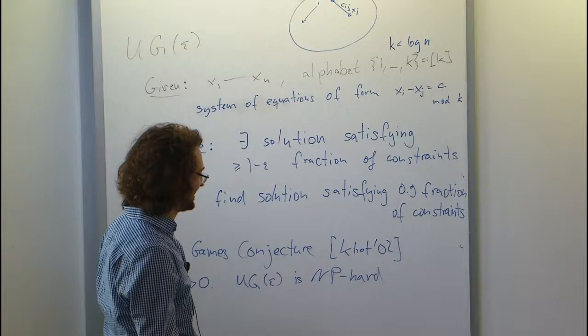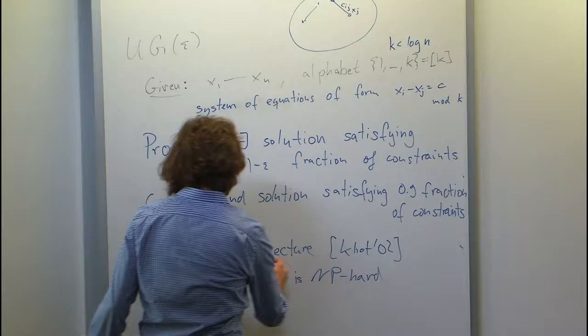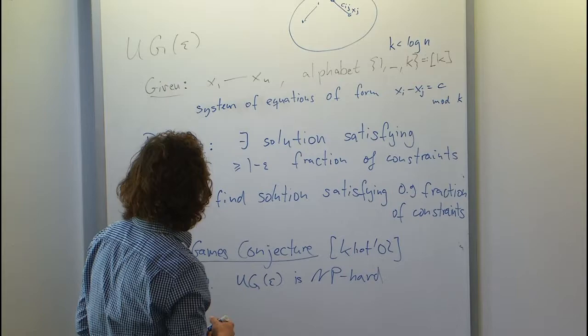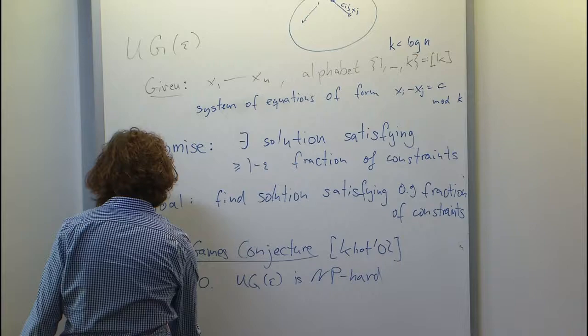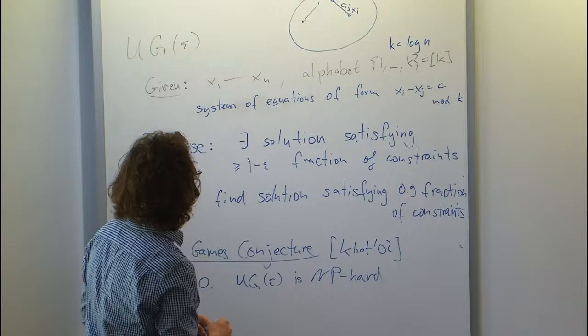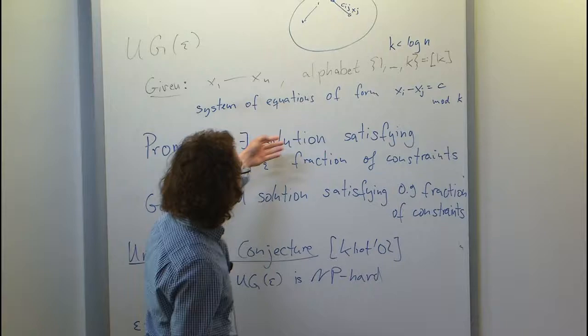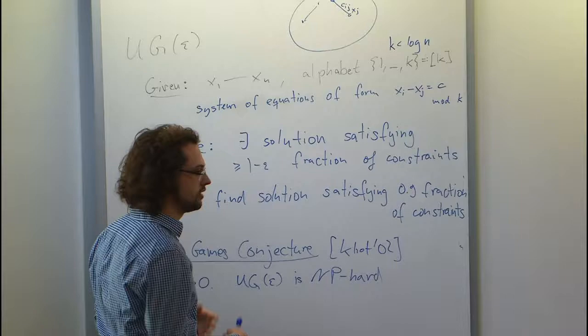Okay, and so that's the conjecture, and maybe just to get some intuition about this problem. So what happens if epsilon is equal to zero? That's not considered by the conjecture, but it's an interesting case to look at. So then there exists a solution that satisfies all of the constraints, and in that case, just by some kind of Gaussian elimination or propagating these constraints, you can find a solution that satisfies all of the constraints. So that's easy.